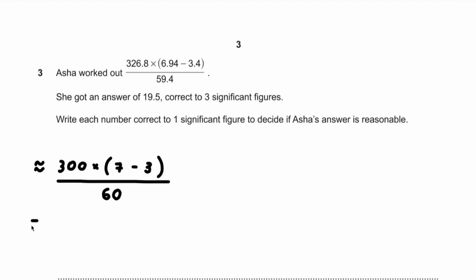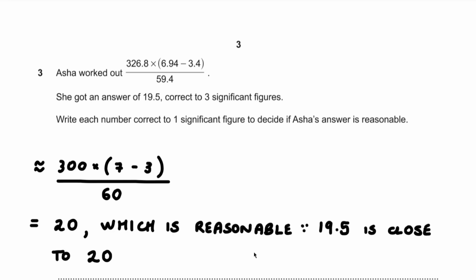So let's work this out. I've got 300 over 60, which is 5, and then I've got 5 times 4, which is 20. So we get an answer of approximately 20. So this 20 is a reasonable answer, and that's because 19.5 is close to 20.